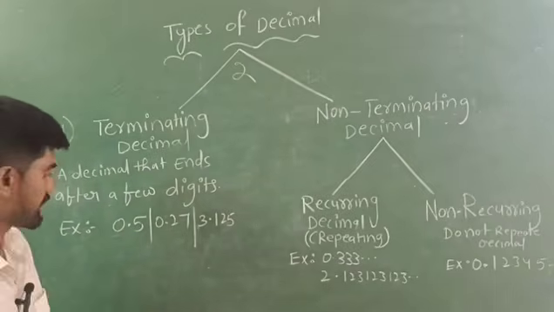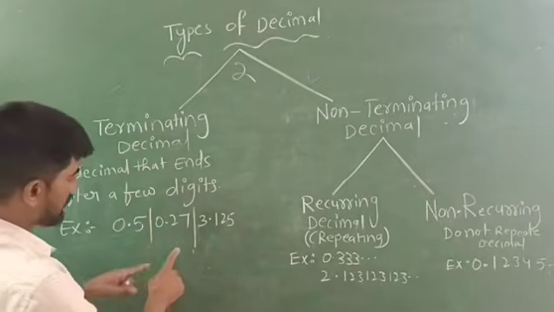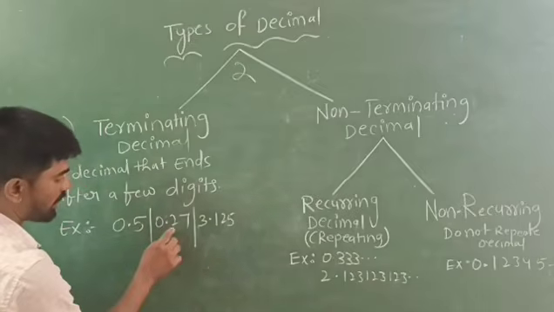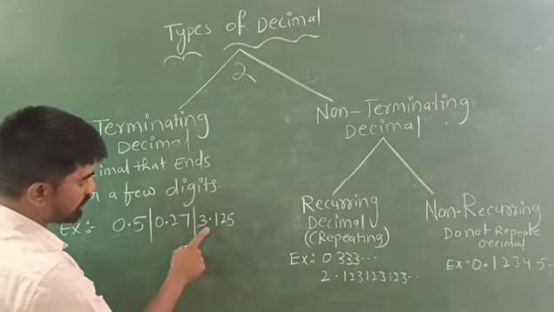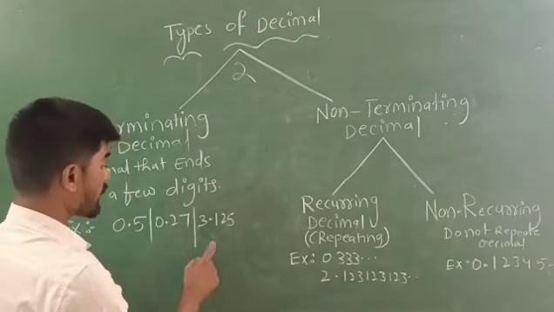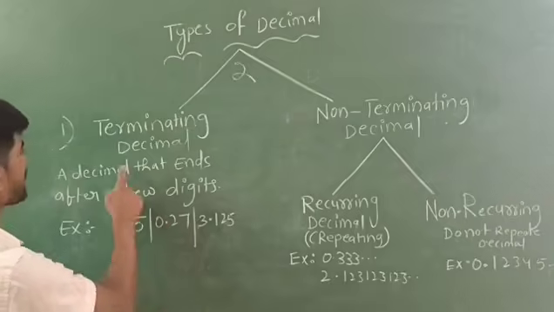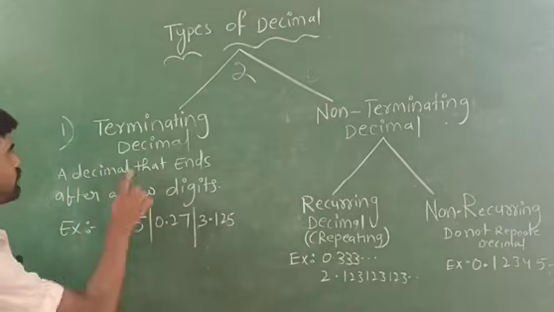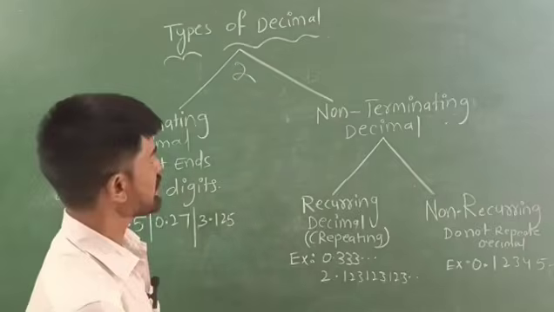Here 0.5, after one digit it will end, then it is called a terminating decimal. The second example, 0.27. Here the decimal ends after two digits, then it is called a terminating decimal. The third example, 3.125. Here after the decimal point, three digits and then it ends. This decimal is called a terminating decimal. My point is that a terminating decimal ends after some digits, then it is called terminating.